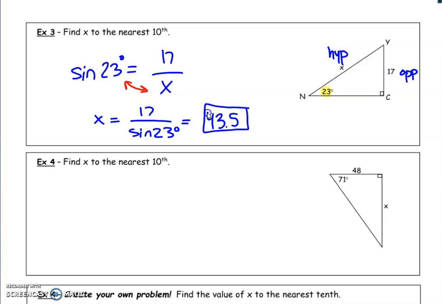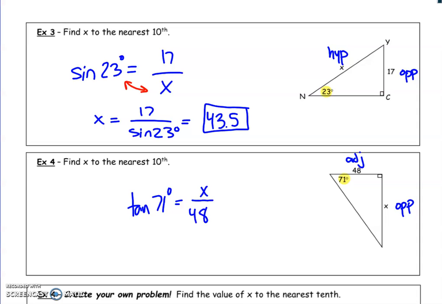Example 4, one more. There's my angle 71. Let's see, x would be the opposite, and 48 is adjacent. Opposite and adjacent is tangent. So I write down tangent of the angle. You put the angle next, 71 degrees, equals, it has to be the opposite over the adjacent, x over 48.